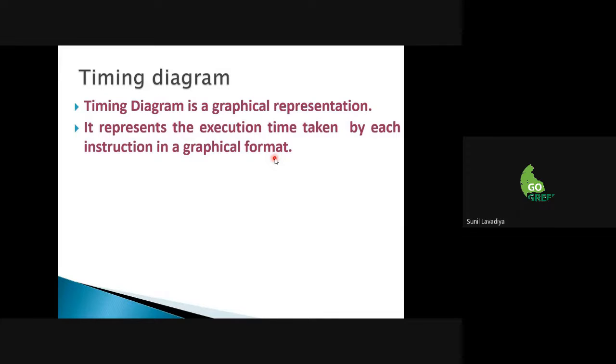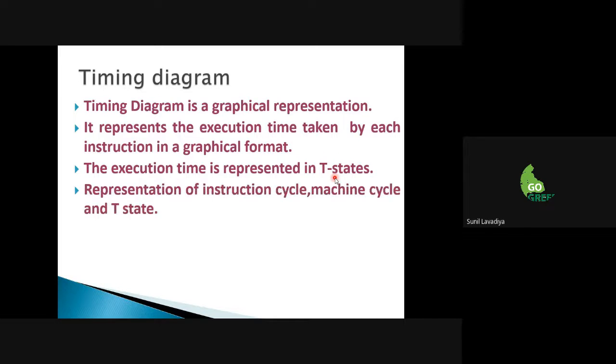What are the problems? What are the advantages? Everything is going to be controlled and managed. This is how it's also affected. And this particular execution representation is maintained in the history part. So what we have to represent ultimately is the instruction cycle, machine cycle, and T-state. So these three things we have to represent.